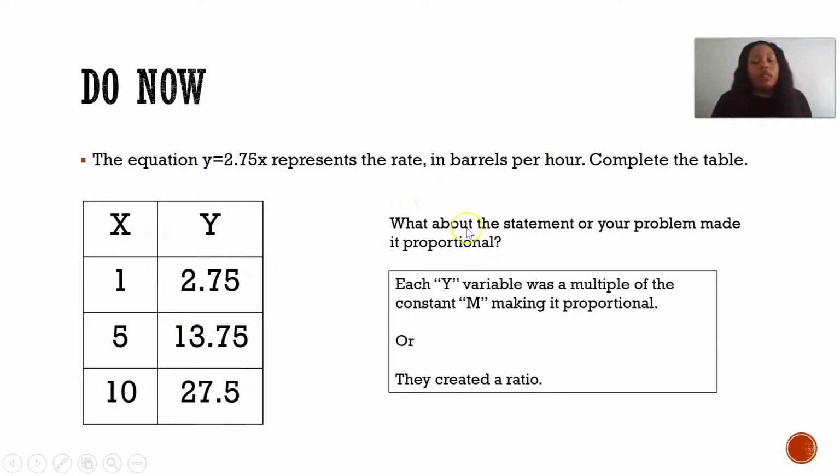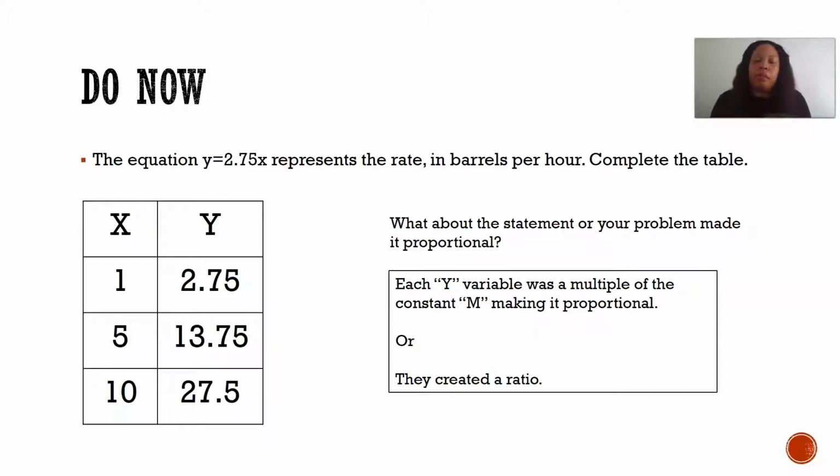Now let's see if what you put in your Edpuzzle matches what Ms. North had. When x was 1, I had 2.75. When x was 5, I have 13.75. When x was 10, I have 27.5. Two things that Ms. North saw, and your answers might vary but should be similar: I knew this was proportional because each y variable was a multiple of a constant.